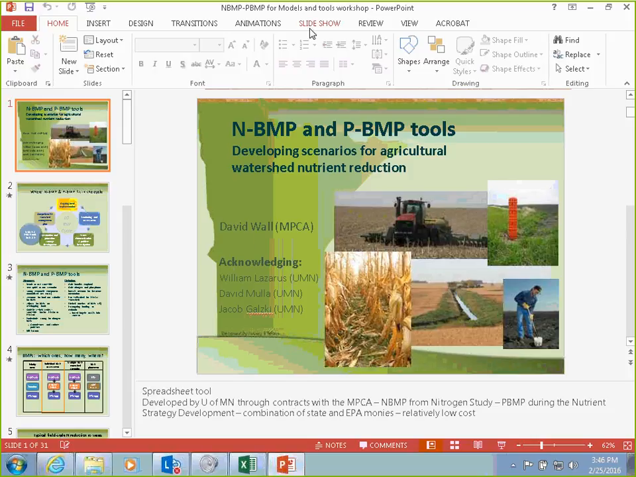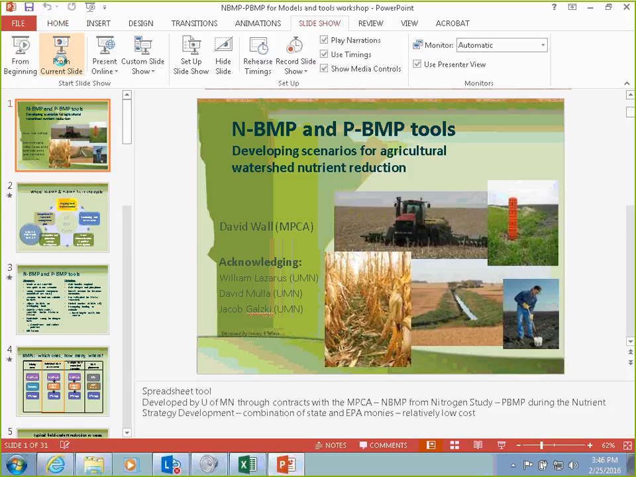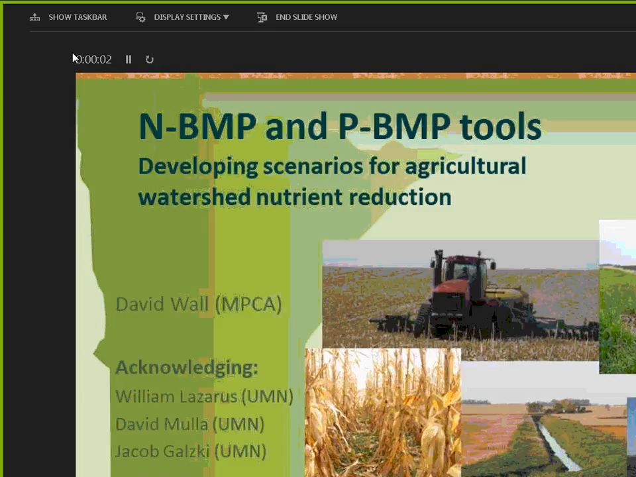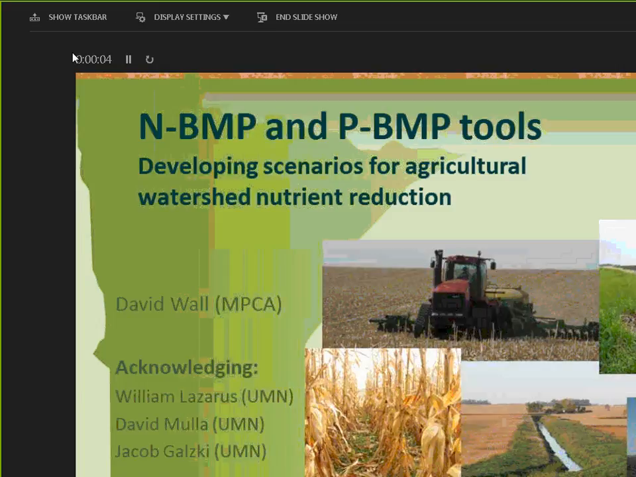Talk a little bit more about how this got going, why we developed this tool. And when I say we, I was on the planning team, but really who did the heavy lifting is Bill Lazarus, David Mulla, and Jake Belsky from the University of Minnesota. And we needed, well, let me back up. We were asked by the legislature to work on a study on nitrogen and surface waters to look at the conditions, the trends, the sources. We also wanted to add in a component for solutions. We didn't want to just look at problems, we wanted to look at solutions.